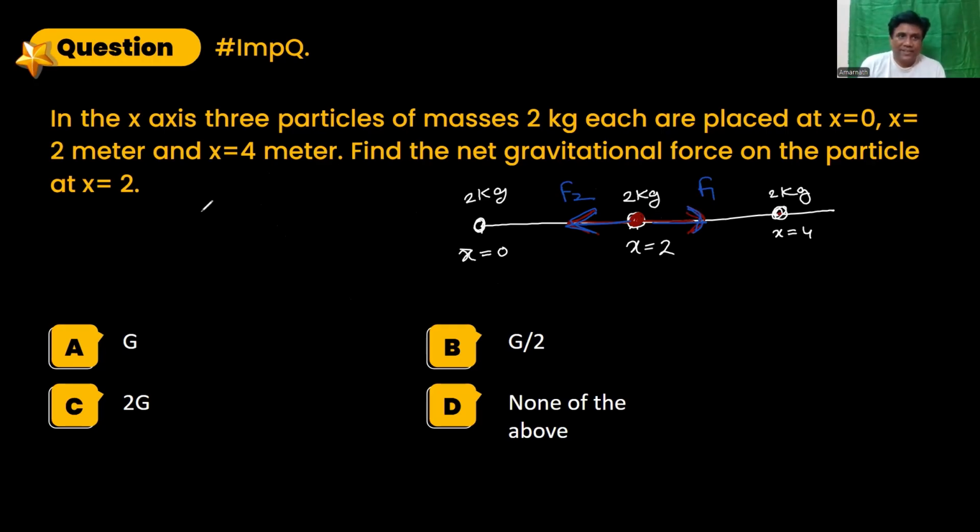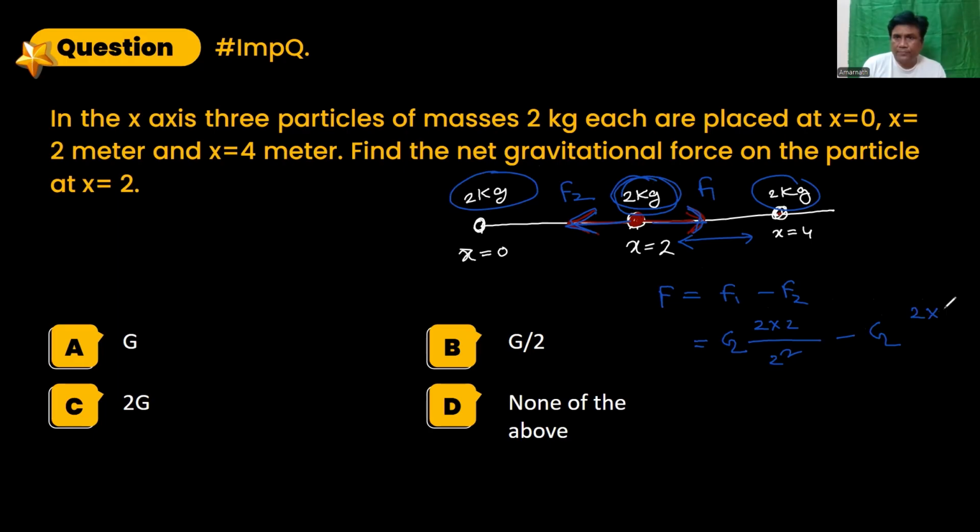So if I go with the trigonometry, directly I know that they will just cancel out. So it will be F equal to F1 minus F2 only. But still, if you ask me, sir, why minus only? I'll explain. So what is F1? F1 is nothing but G into 2 into 2 by separation, which is also 2 only. 4 minus 2 is 2, so 2 square. Minus F2.